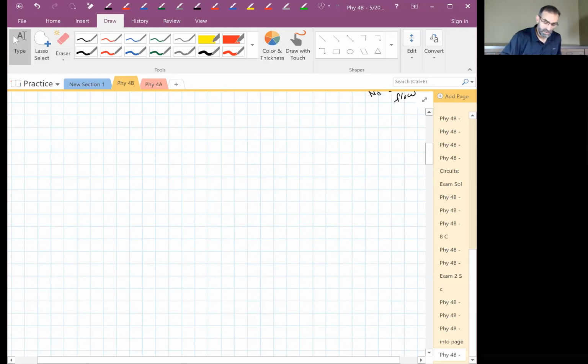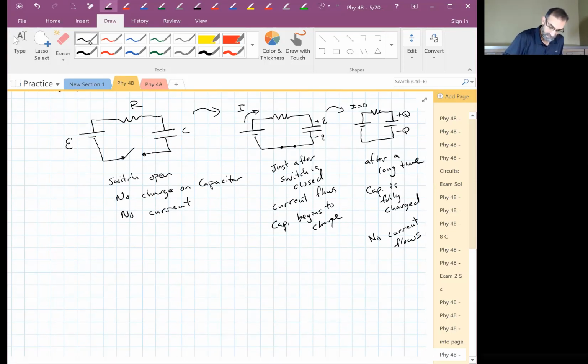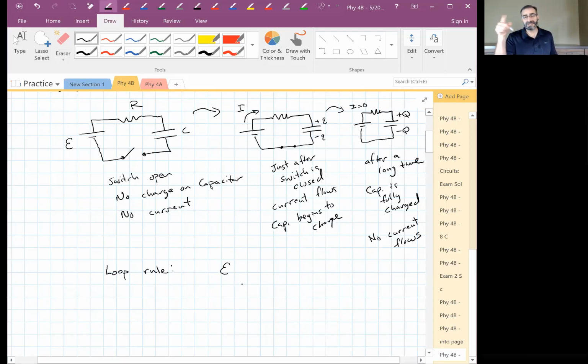So we can use a loop rule for this circuit. We can use a loop rule for any circuit, right? And what the loop rule says is the sum of all the potential rises and drops as you go around a loop, when you get back to your starting point, has to be 0. So we go up through the battery, we rise by the EMF of the battery. We go through a resistor, we've dropped now by IR.